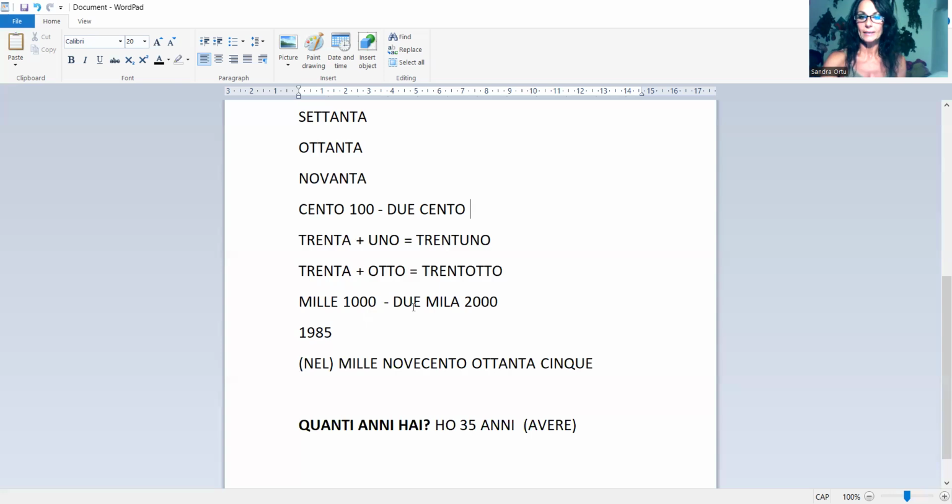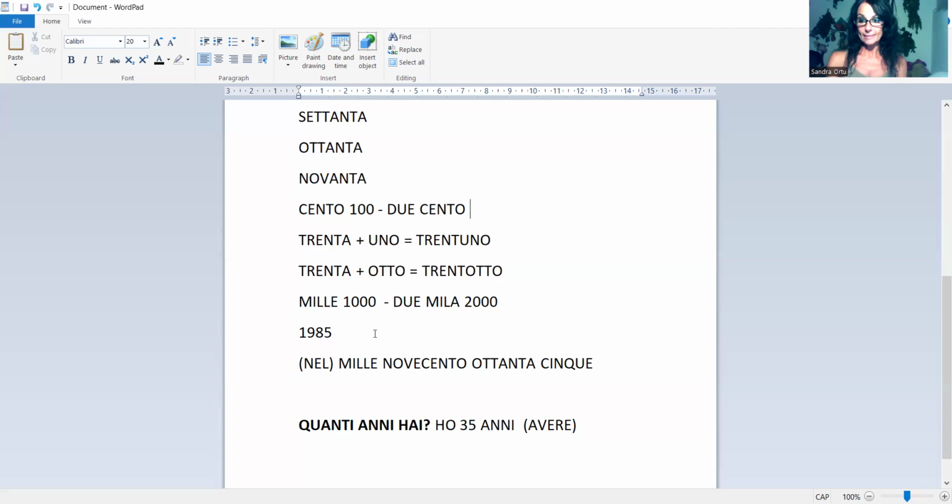Then you put your number, due, tre, or whatever it is, and then the thousands becomes plural, and it is mila. So only when it's plural, from 2 onwards, it becomes mila. The singular, the 1,000, is mille. The plural, 2, 3, 4, etc., is mila. 2.000, 3.000, 4.000, etc. So these are just the numbers.